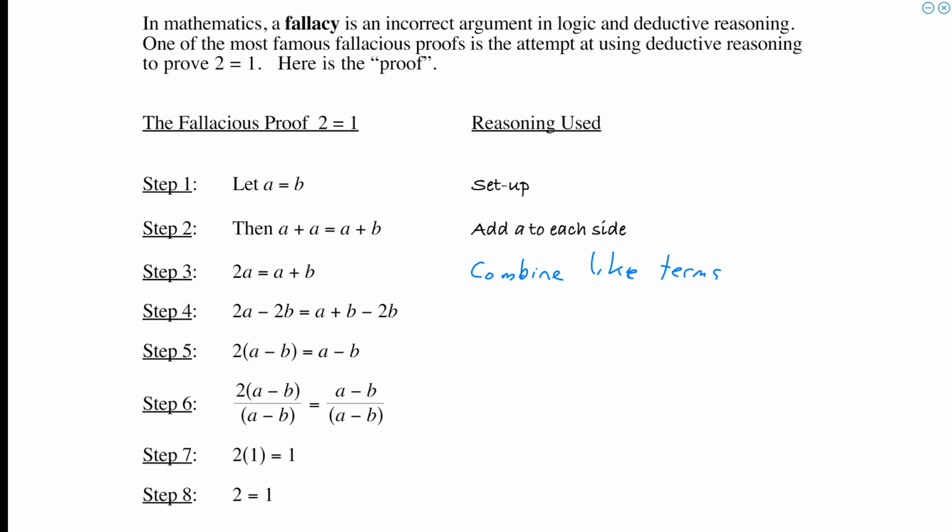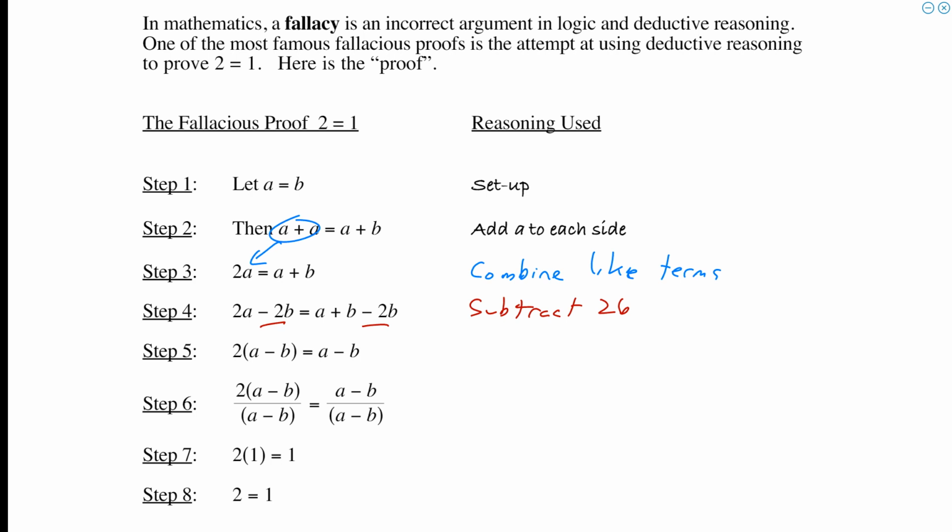Right? Because A plus A is 2A. And then, okay, what if we now subtract 2B from each side? And if I do it to one side, I have to do it to the other, right? 2A minus 2B. So I better go A plus B minus 2B. I've done the same thing here as I did there. Okay, still fine, it seems like.